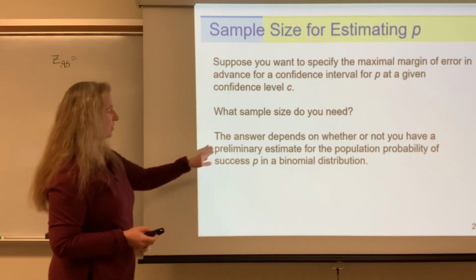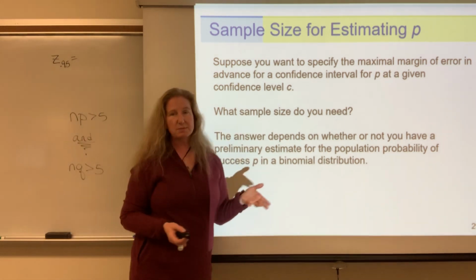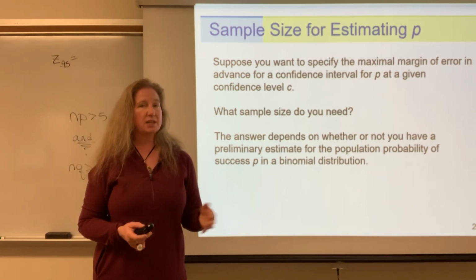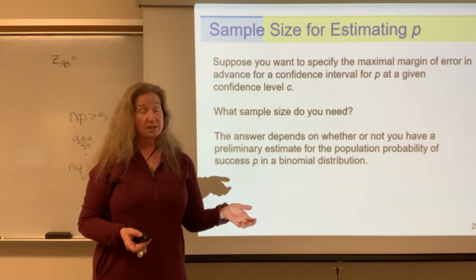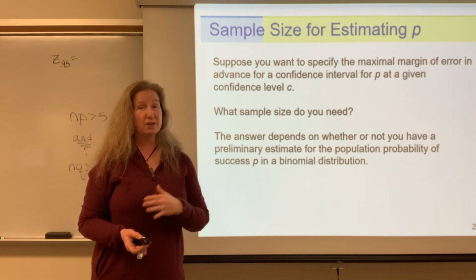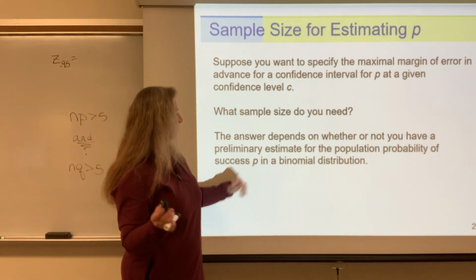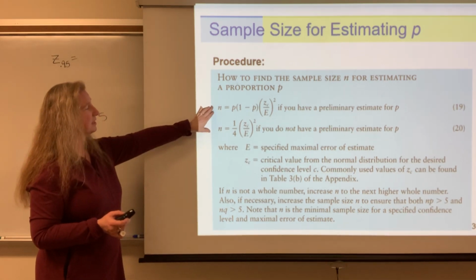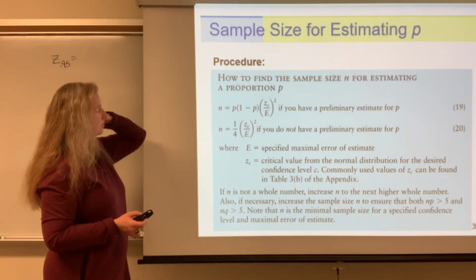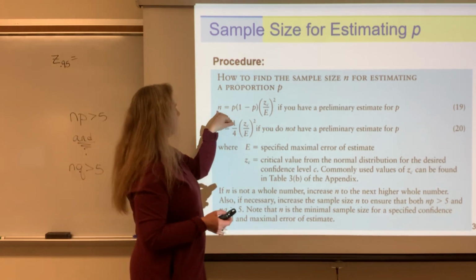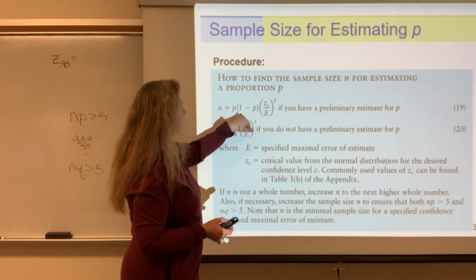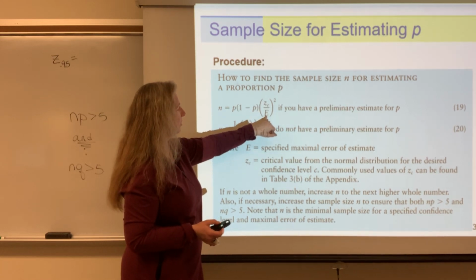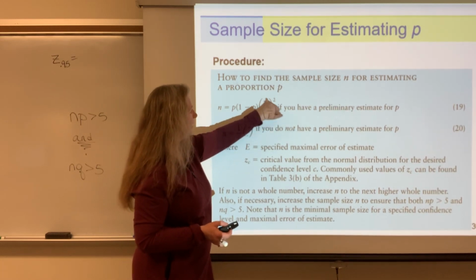It depends on whether you have a preliminary estimate. So sometimes we have some information ahead of time. Maybe somebody did a slight study or they did a study on a similar situation, so we don't have to start from scratch. So this is really interesting to me. So we have two formulas, and again, these are on your formula sheet. n equals p times 1 minus p, z sub c over the error, square this, okay?